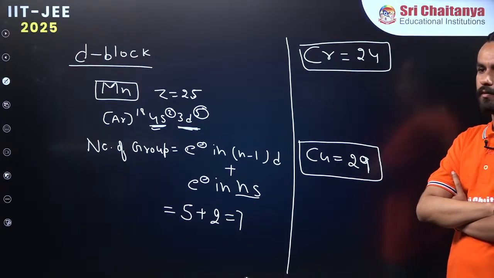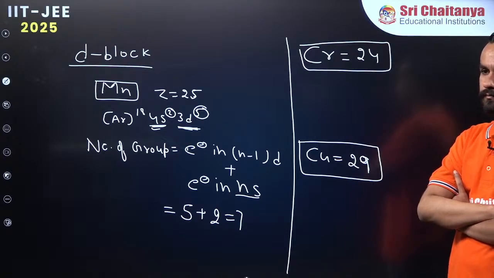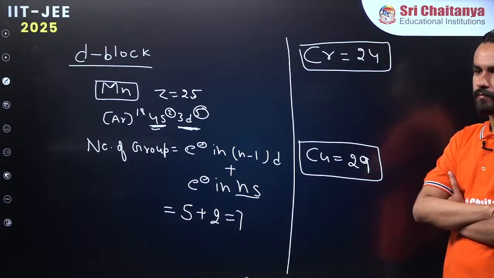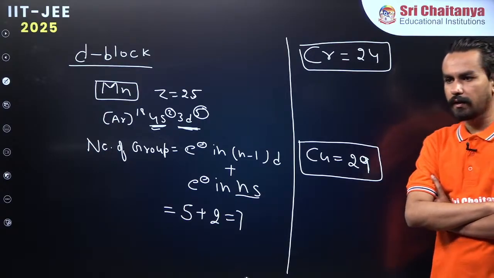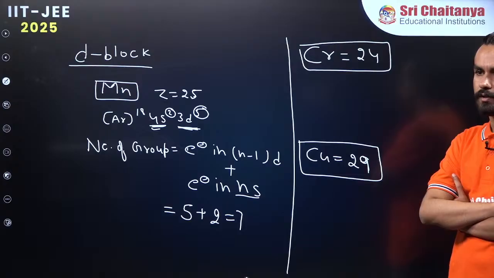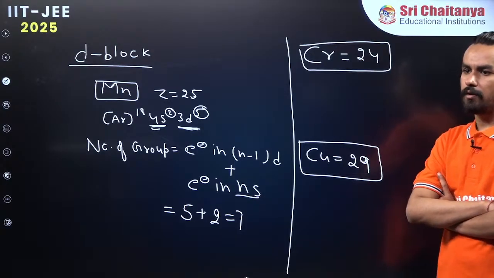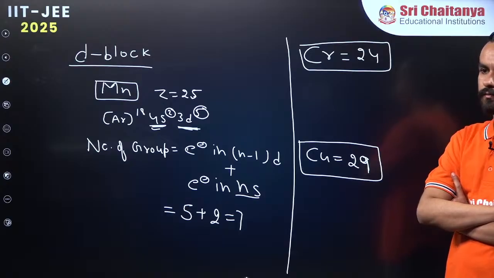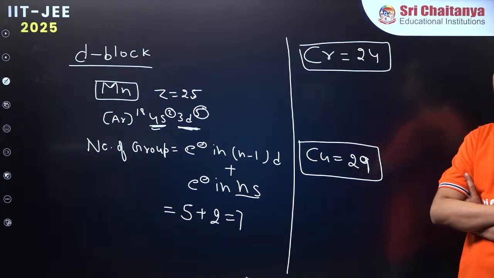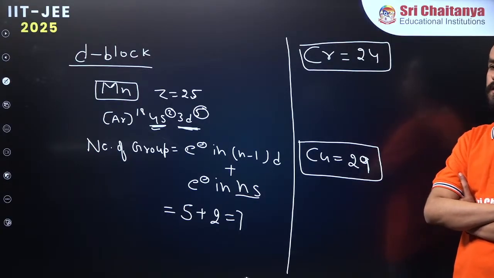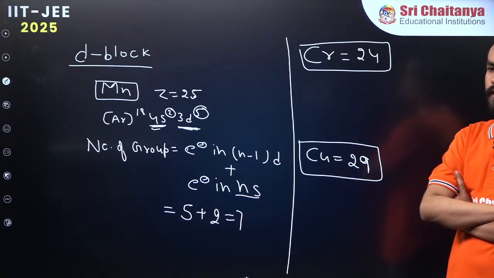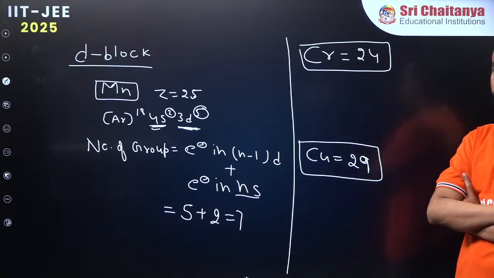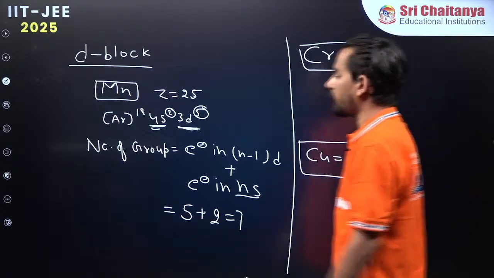Chromium 6, very good. Those who are saying 9 for copper, check your electronic configuration. Copper is not 6. Chromium 6, very good. Copper 11, very good.